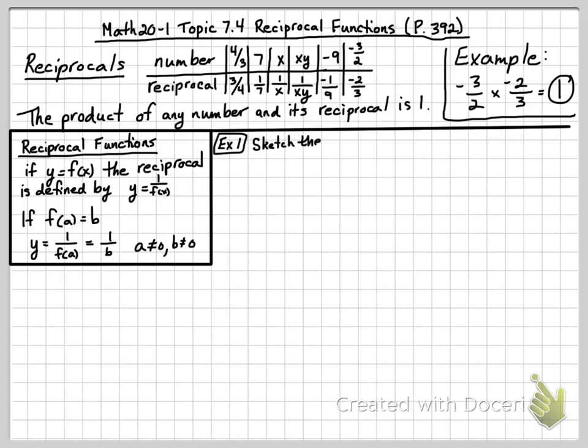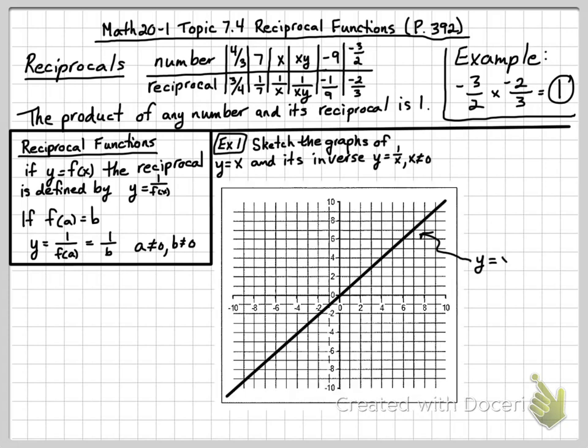Here in example 1, it says to sketch the graphs of y equals x and its reciprocal, y equals 1/x. Well, here we have the graph of y is equal to x. The reciprocal is going to look totally different. For y equals 1/x, we're going to plot some points, and it's going to look like this.